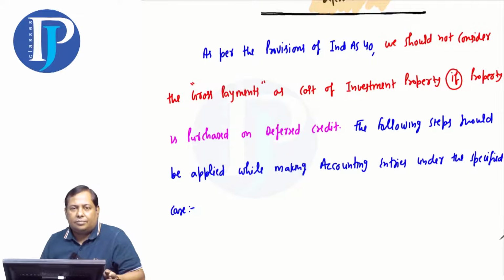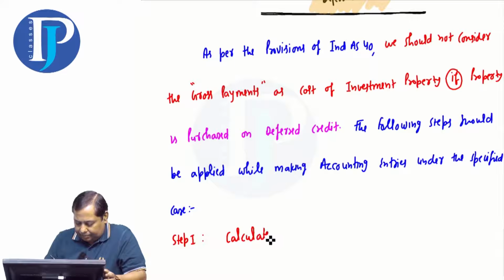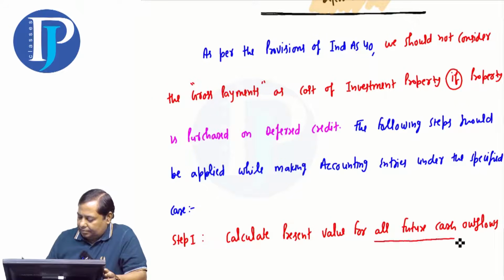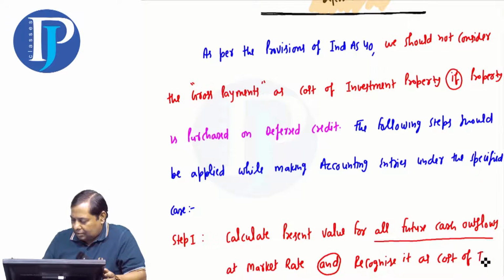Please note down these steps carefully. These are very important steps. The first step: calculate the present value of all future cash outflows at the market rate, and recognize it as cost of investment property.